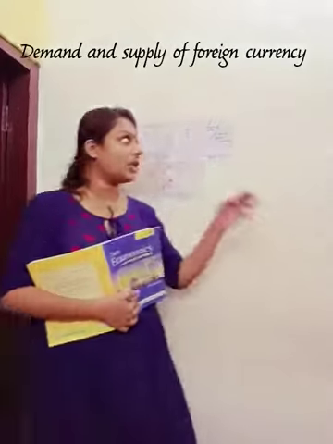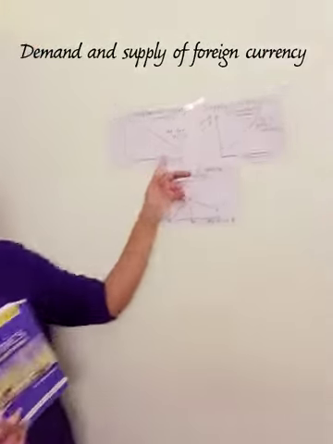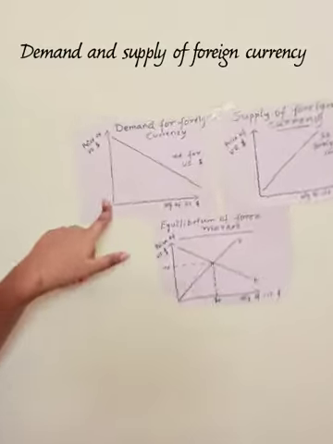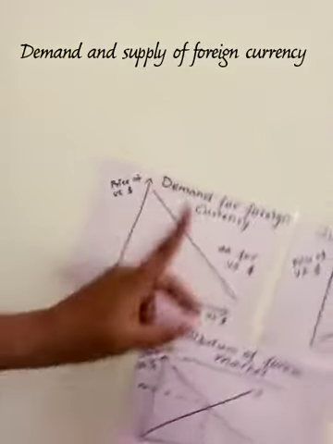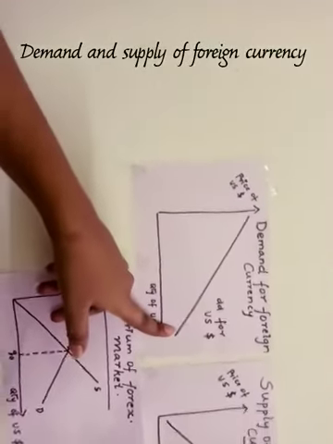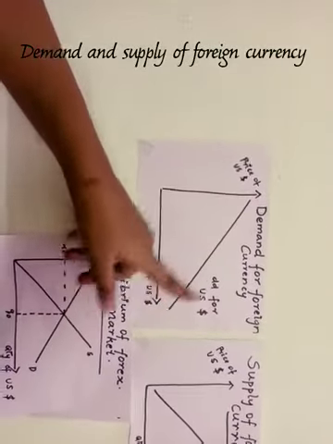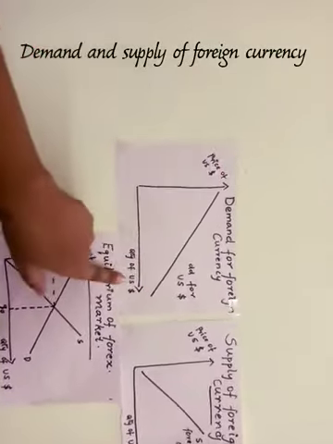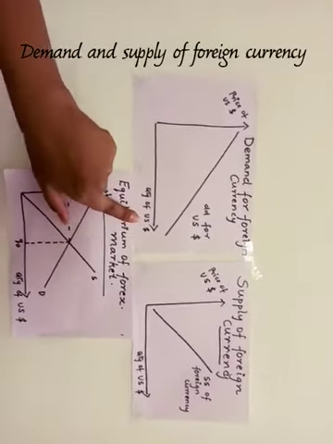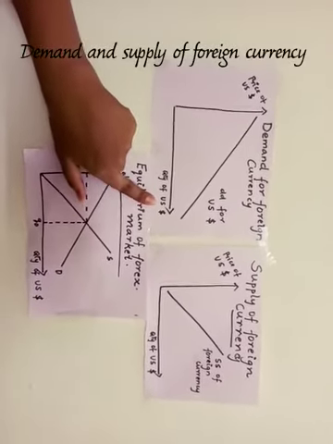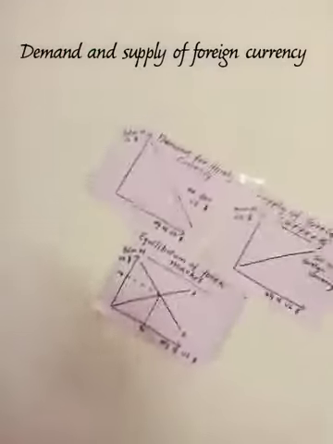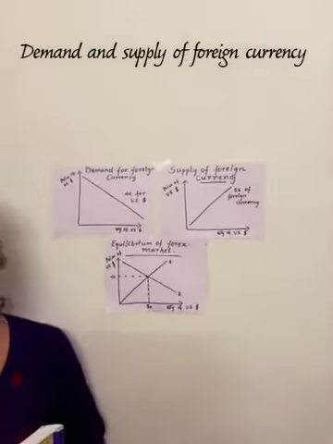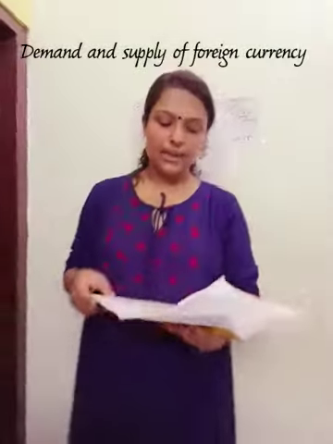Once again, I am taking you to the demand curve of foreign currency. That is price of US dollar in the y-axis, quantity of US dollar in the x-axis, and a downward sloping demand curve showing an inverse relationship between price of US dollar and quantity of US dollar. That is, there exists an inverse relationship in the demand for foreign currency. I hope it is clear now. Then we have to move on to the supply of foreign currency.